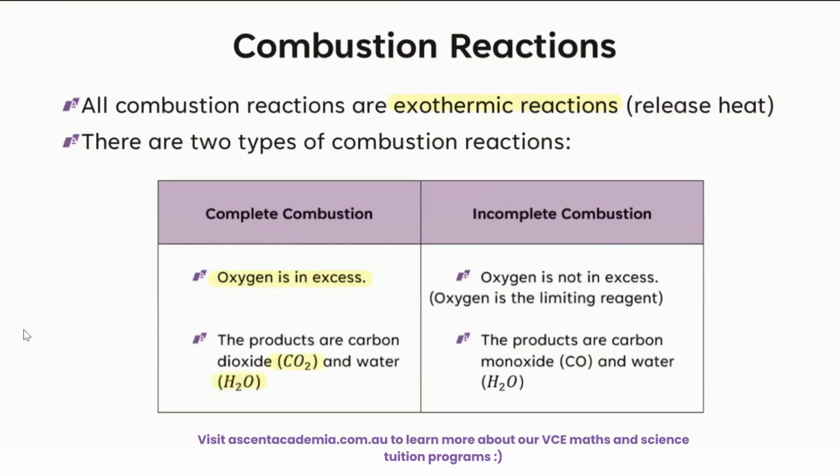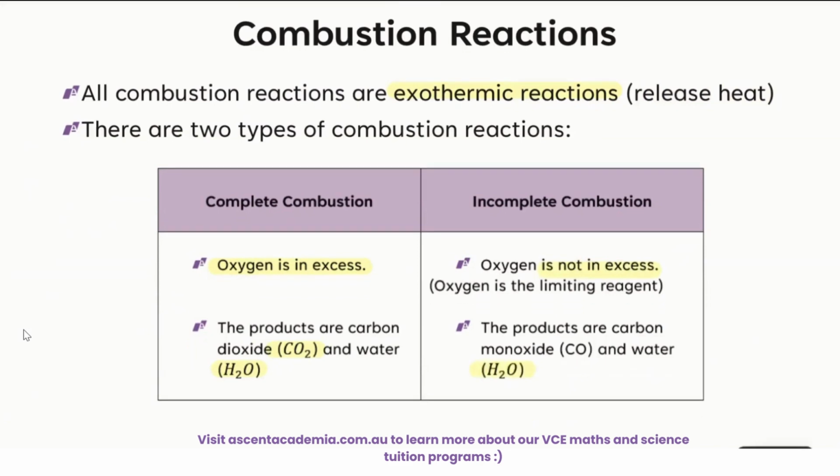Now, with an incomplete combustion, this is when oxygen is the limiting reagent. So this means that you do not have a plentiful supply of oxygen gas. As a result of this, you're going to be forming carbon monoxide and water. Another common byproduct is also going to be carbon.